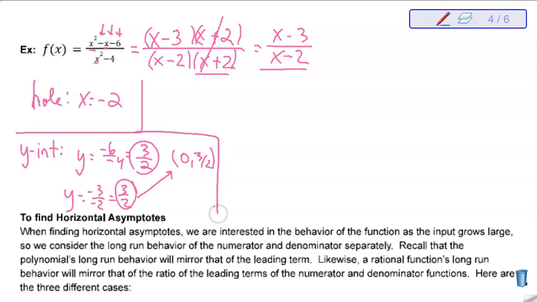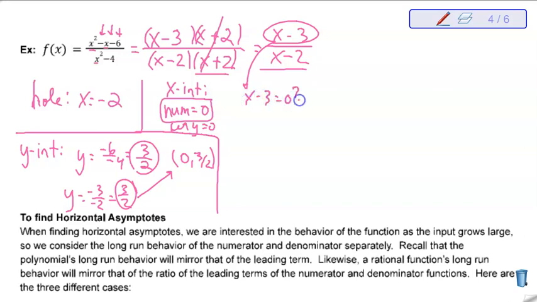Okay. What about x-intercepts? Our x-intercepts happen when the numerator equals 0. So there's my remaining numerator. Where is that 0? Now remember, we're actually letting y equal 0 here when we're finding the x-intercept. So what makes x minus 3 equal 0? That is when x equals 3. As an ordered pair, we would do 3, 0 as our x-intercept.